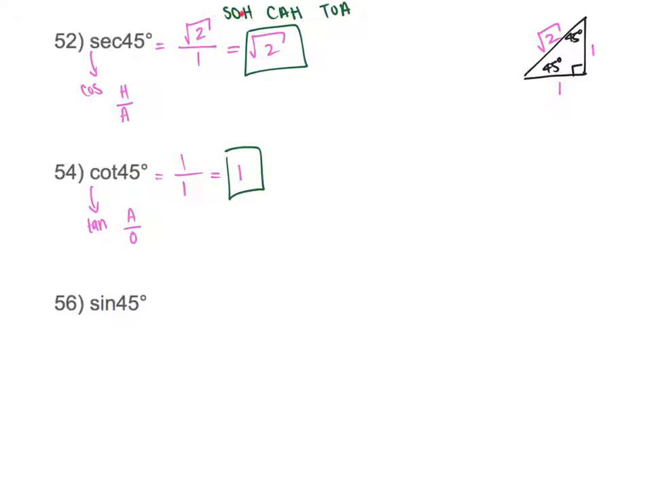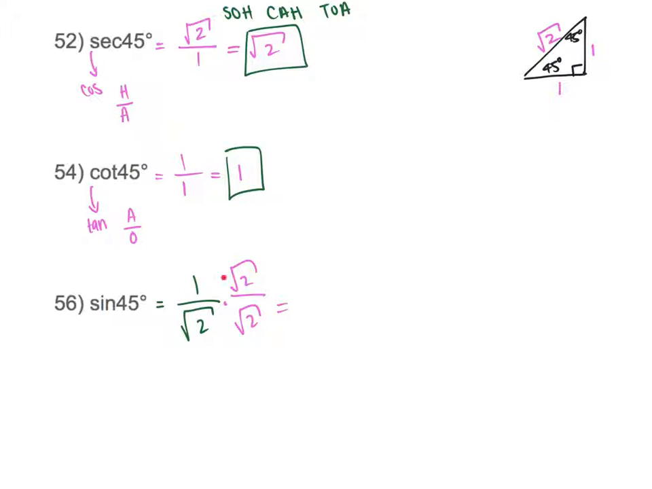And sine is just our opposite over hypotenuse. So our opposite in this case would just be maybe a 1, right? 1 over our hypotenuse, which is the square root of 2. But here's the thing, I have a square root in my denominator, so no good. I need to multiply the top and bottom by the square root of 2 to rationalize.